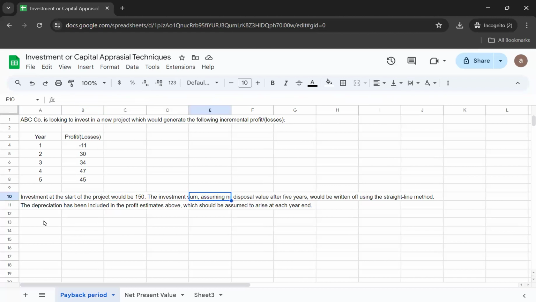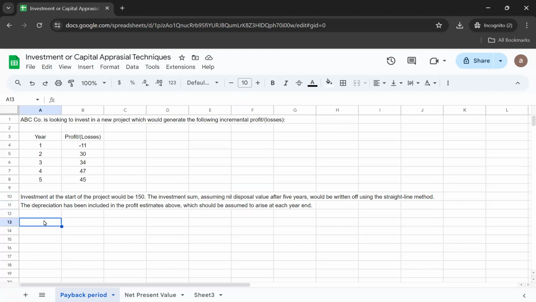The investment has nil disposable value after 5 years and would be written off using the straight line method. This is important information because it helps you calculate the depreciation. Whenever we do capital appraisal or capital budgeting, we have to look at the cash flow, not the profit and loss. So we are going to add back the depreciation to the profit and loss, because as the question says, the depreciation has been included in the profit estimates above, which should be assumed to arise at each year end.